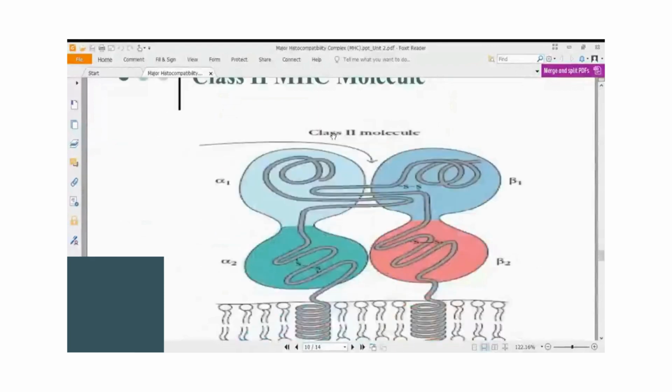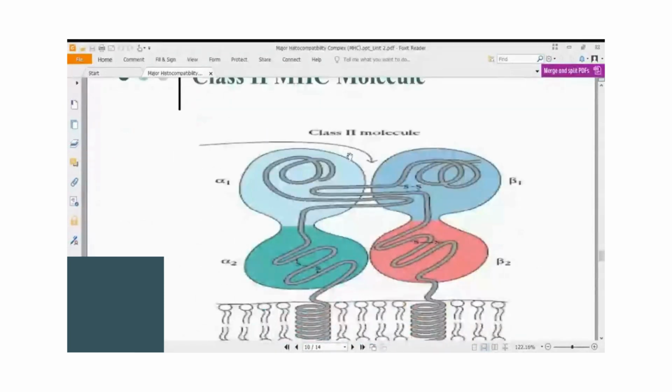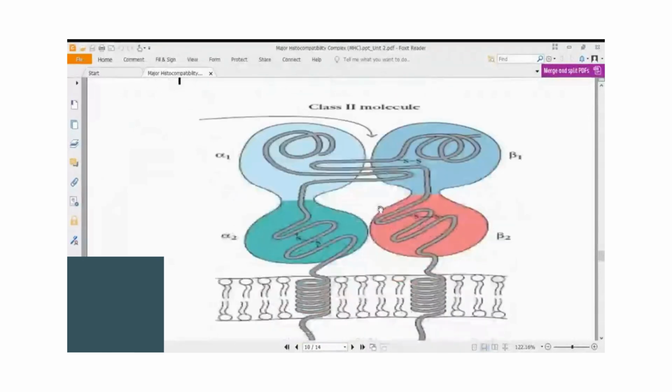Okay. Then coming to class 2 MHC. The class 2 MHC molecule is also a heterodimer. It is made up of two different chains compared to the class 1 MHC. The two chains which are heterodimers, alpha 1 and alpha 2, beta 1 and beta 2.